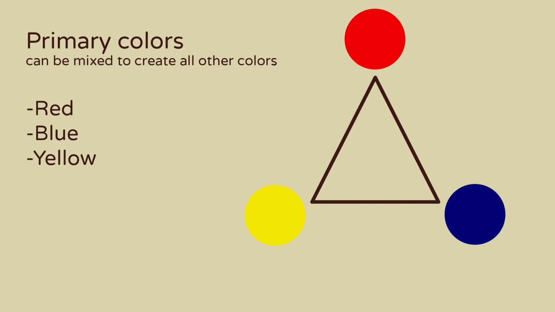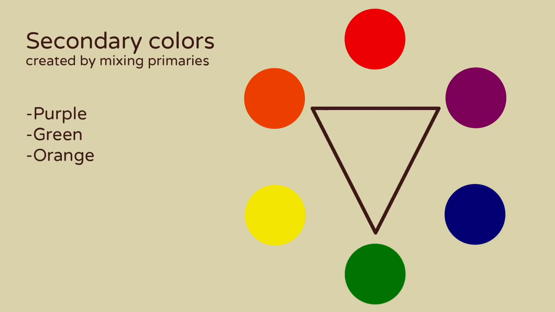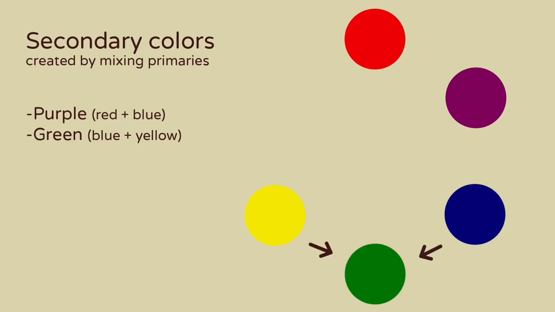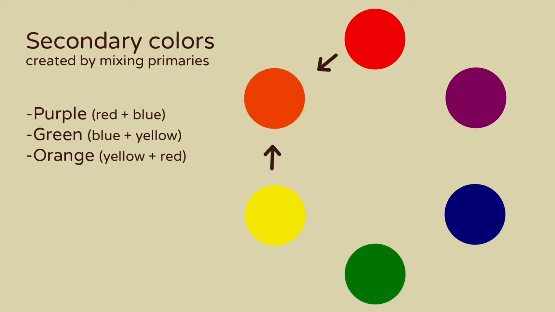All you need to start are the 3 primary colors, red, blue, and yellow. All other colors can be created mixing these in different ways. Note that mixing all 3 together will make a muddy brown. The secondary colors, purple, green, and orange, are created by mixing primary colors. Red and blue makes purple, blue and yellow makes green, and yellow and red makes orange.